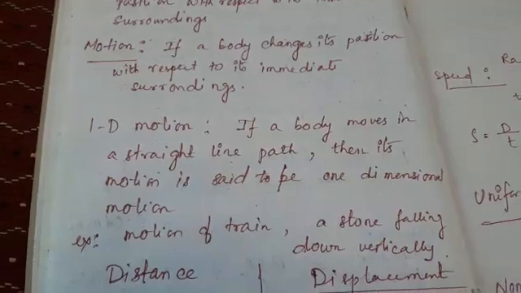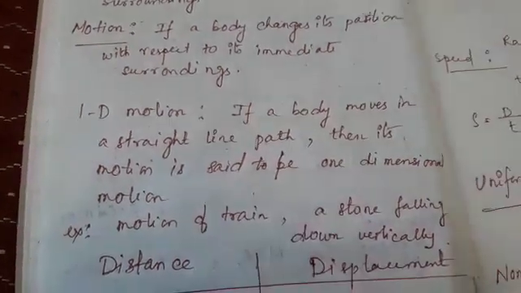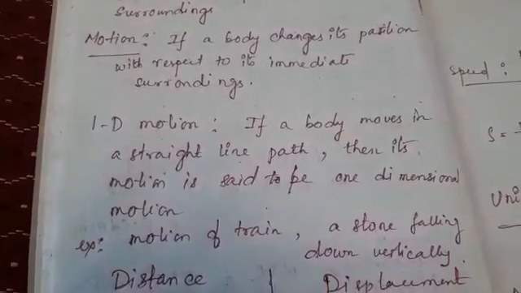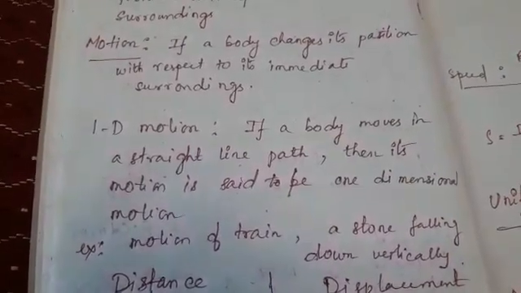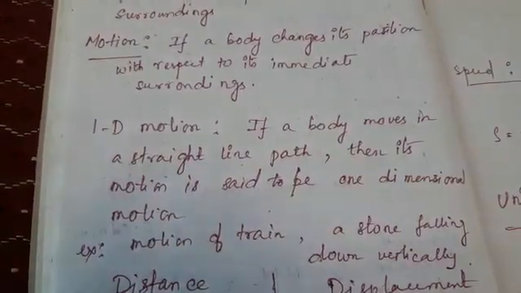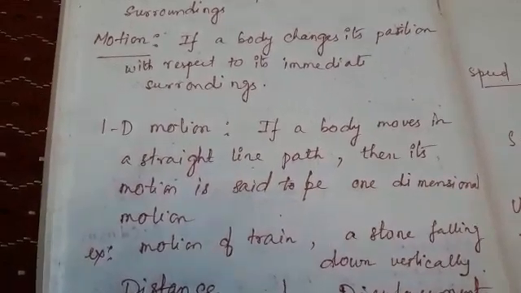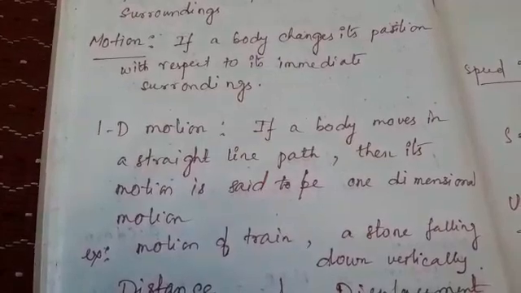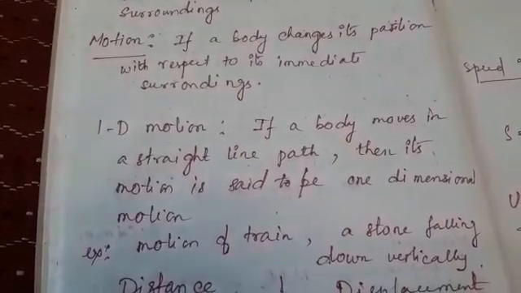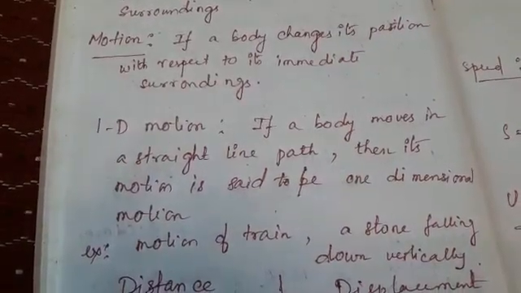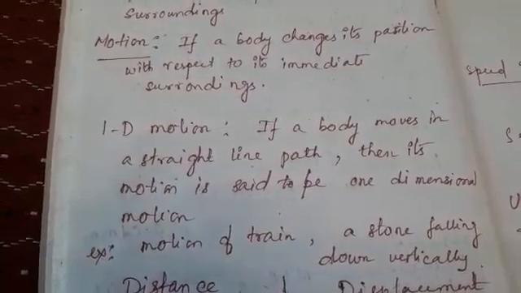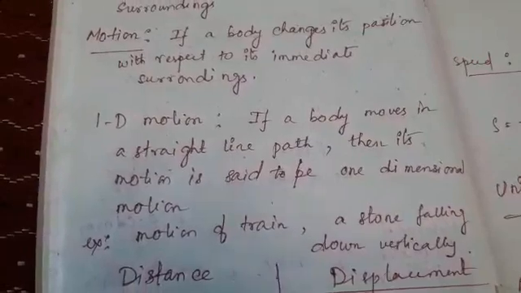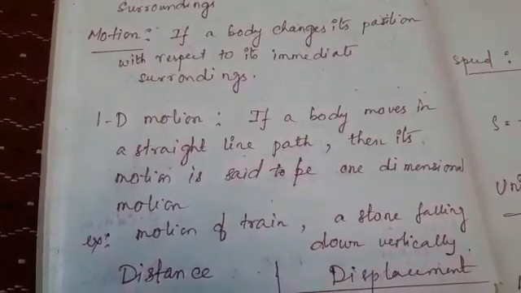So what is one dimension motion? If a body moves in a straight line path, then the motion is said to be one dimensional. For example, the motion of a train. The train moves in a straight line path. Or if you throw a stone, the stone will vertically fall down due to gravity. So these are all examples of straight line motion, which is also called rectilinear motion or one dimensional motion.